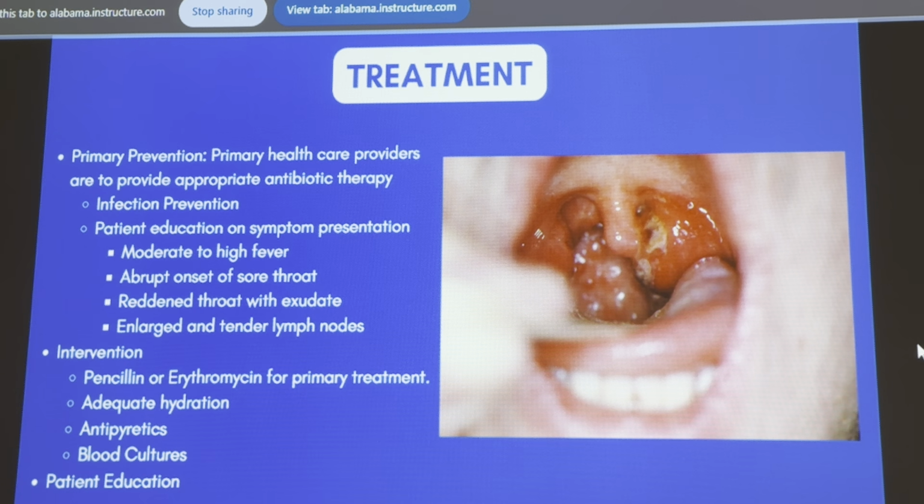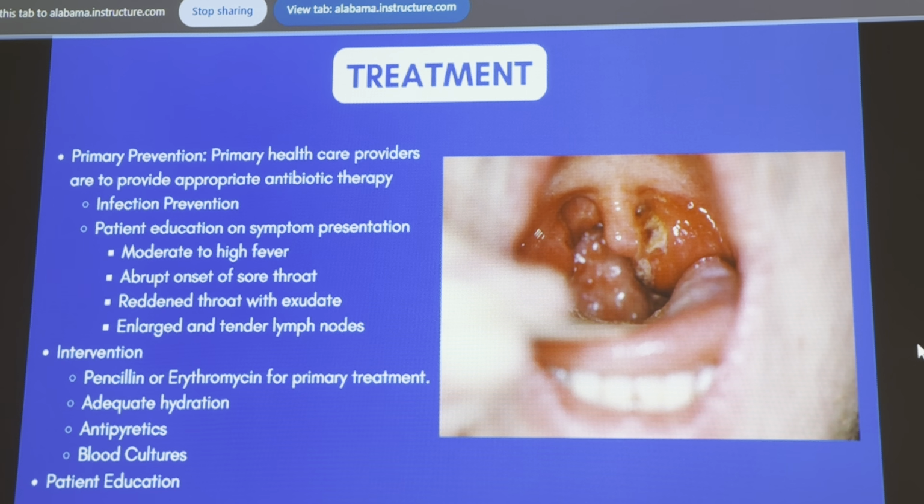Adequate hydration, antipyretics, which is what? Fever medication. Acetaminophen or Tylenol, to help with that fever. Are you not going to do anything for inflammation? Inflammation, you could, you should give corticosteroids. NSAIDs, not really, but corticosteroids, you could give something like that.